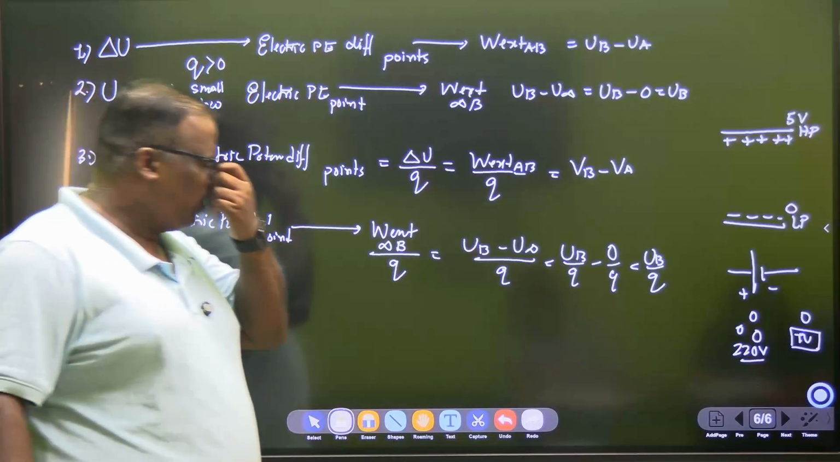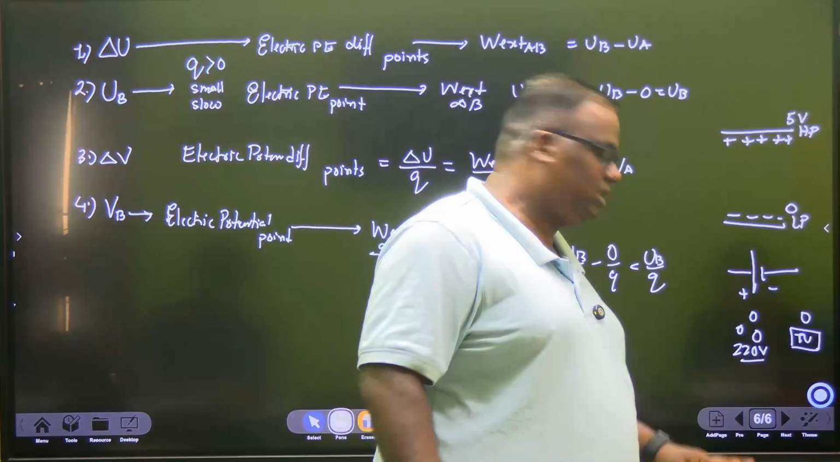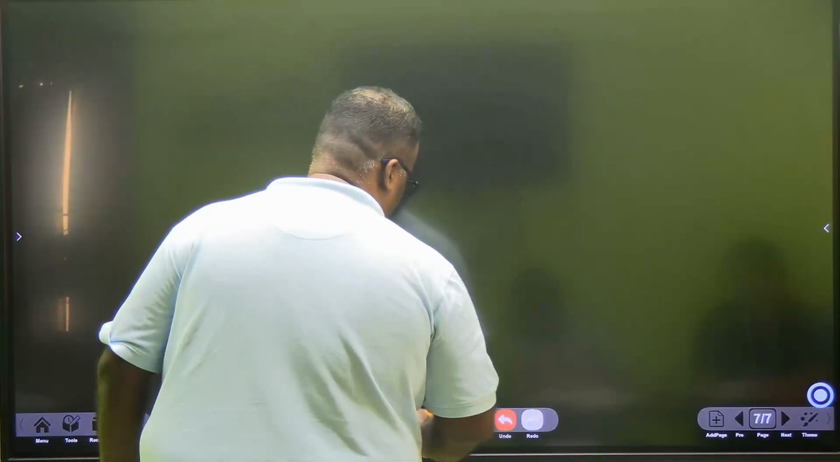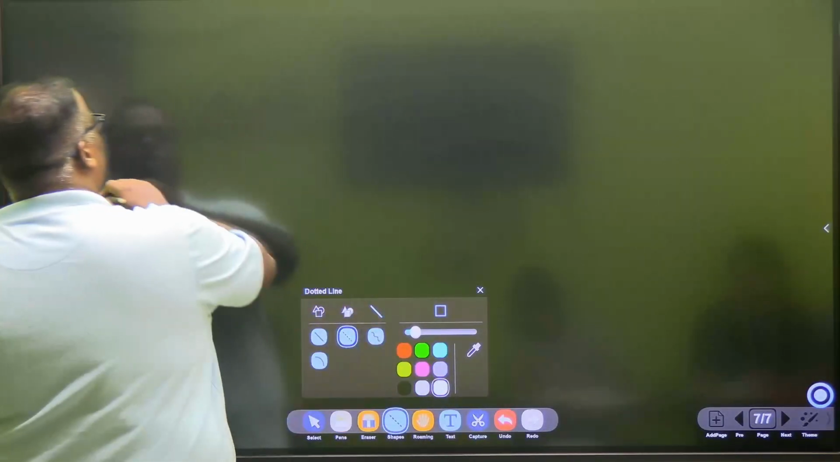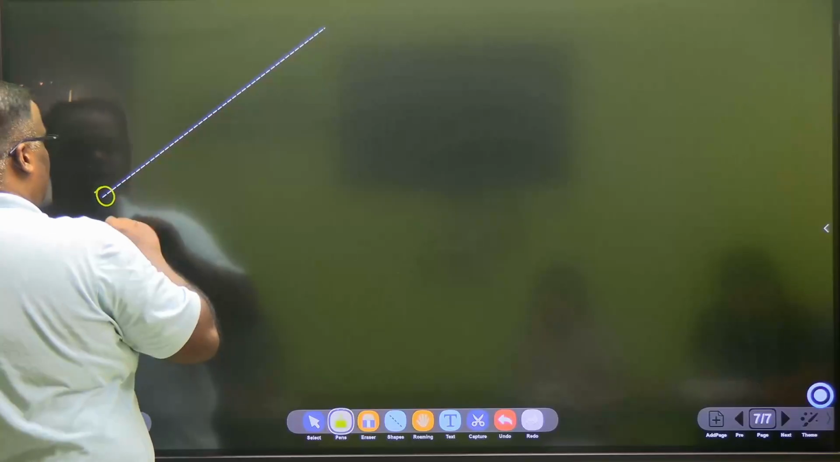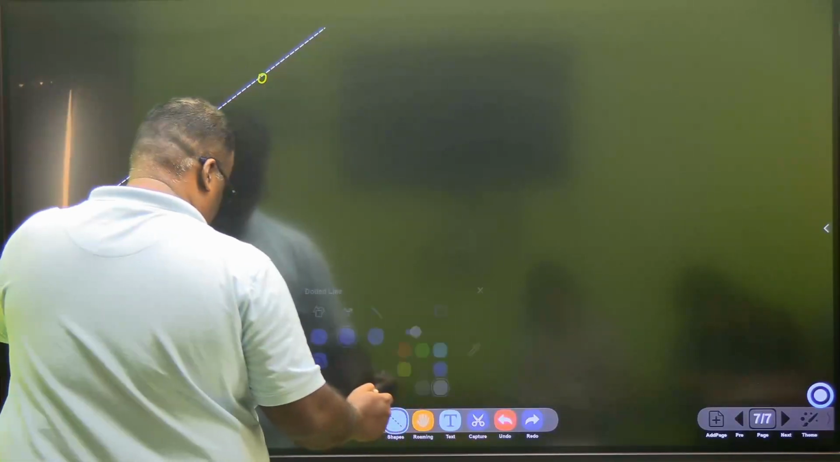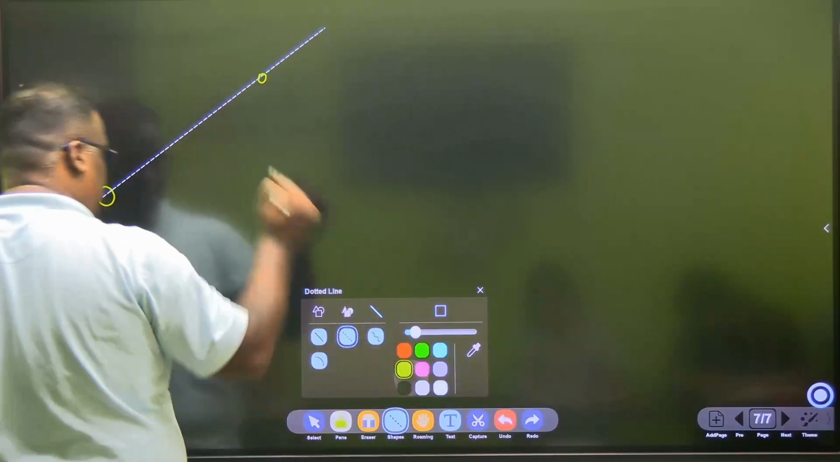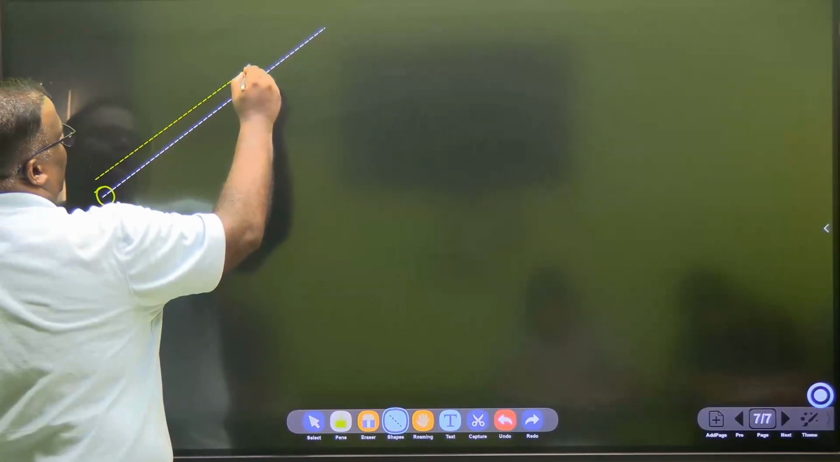So shall we quickly derive the electric potential at a point? Quick derivation, very easy. It will take just 1 minute. You have understood everything. Just a little bit of integration, which I will explain, you need not bother. So I have a charge out here, and I have a test charge out here, right? And I have a measurement from here to here, and this measurement is say R.